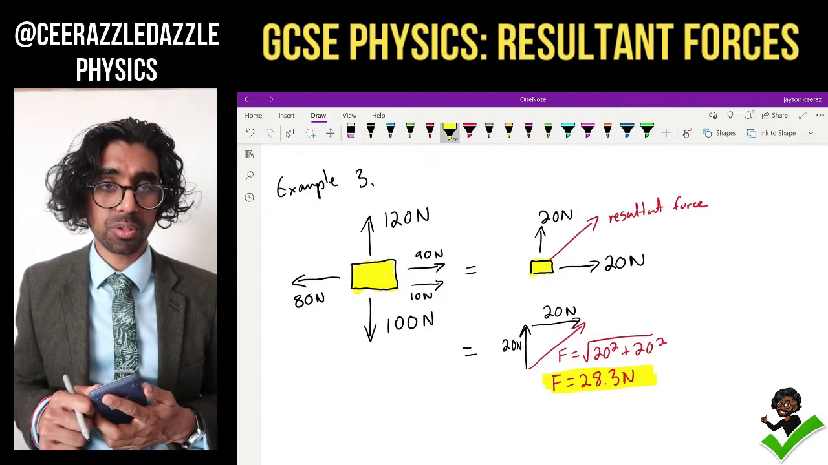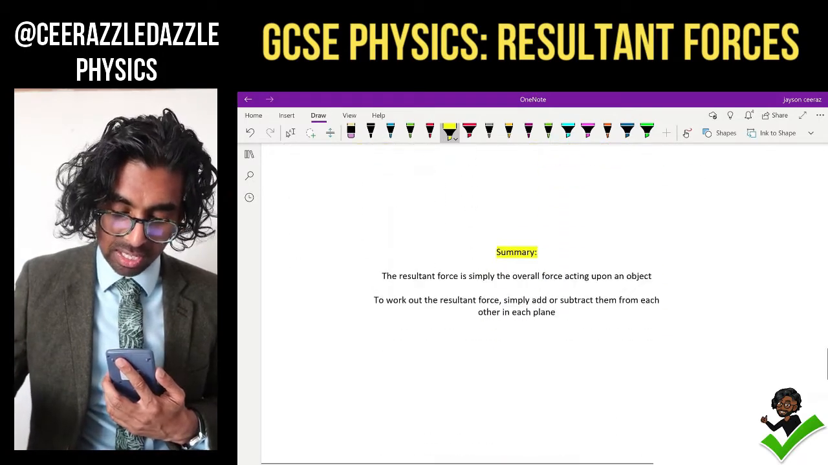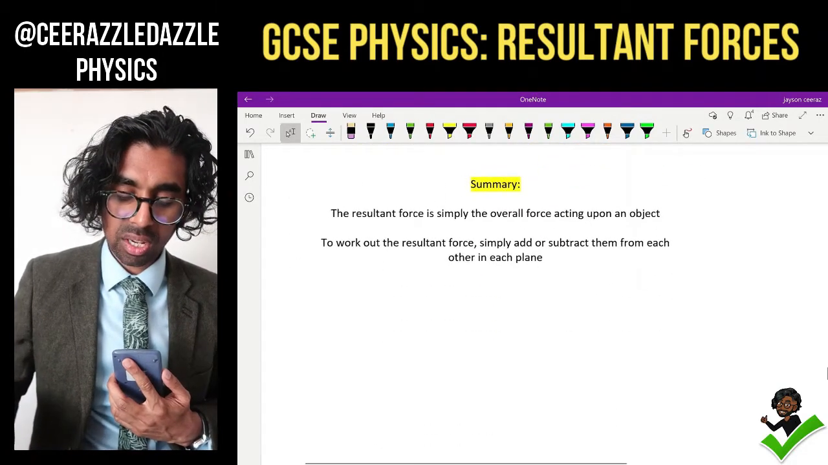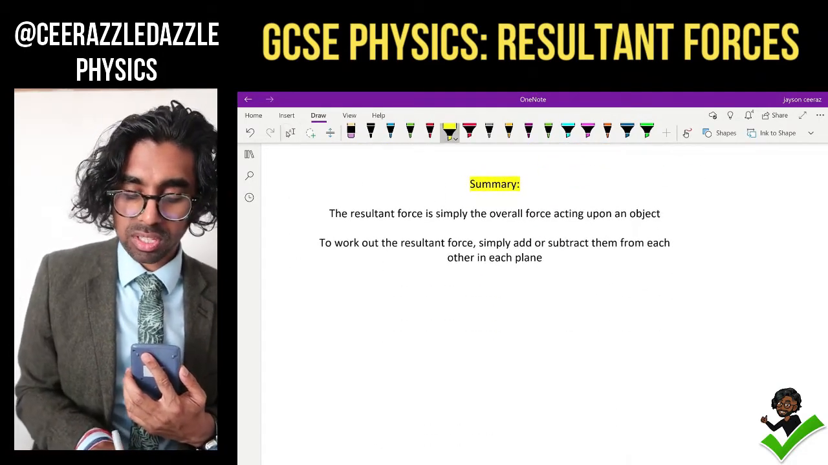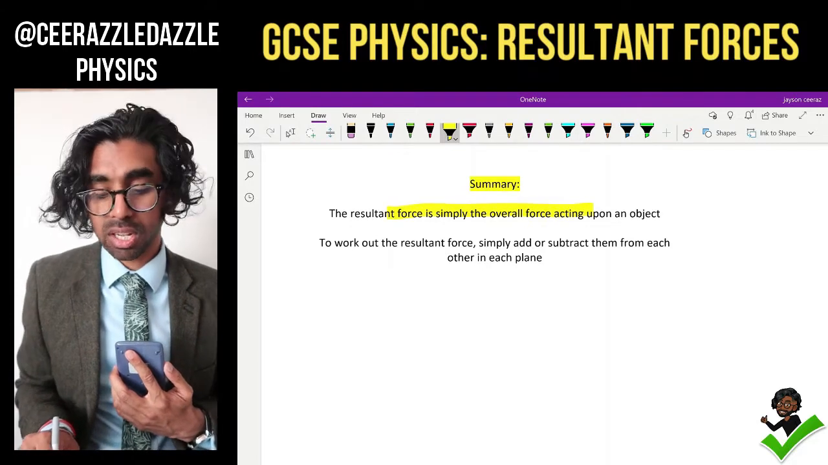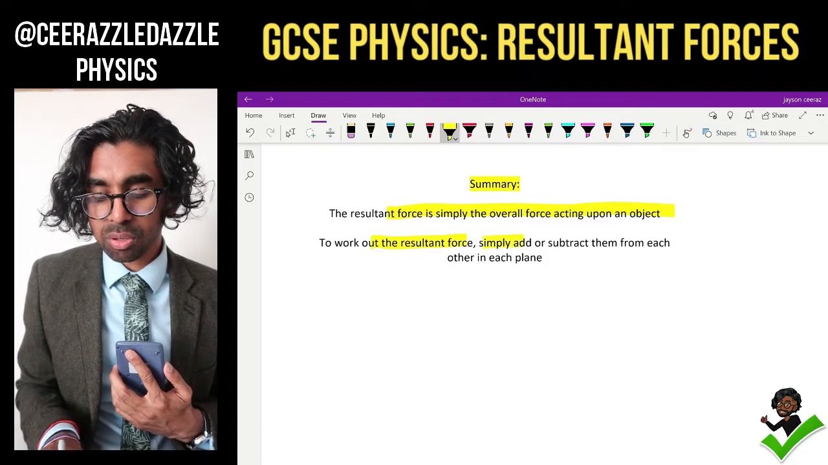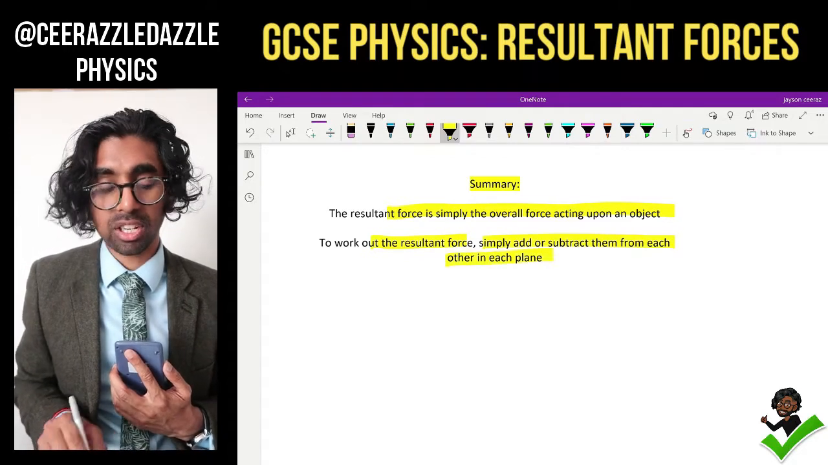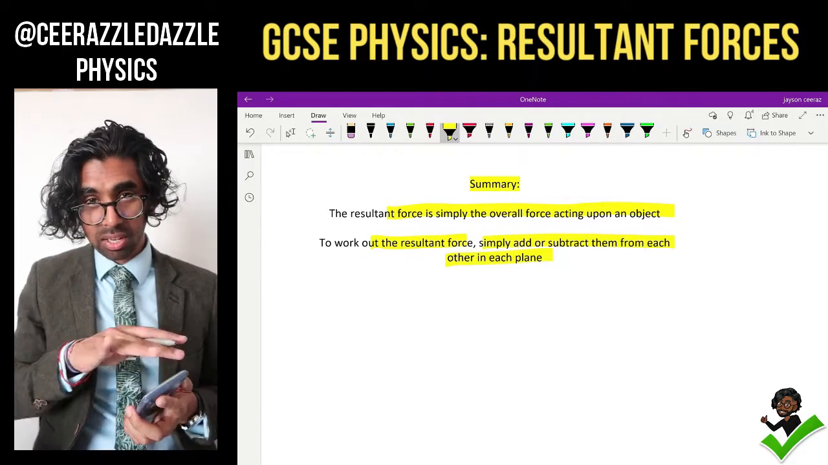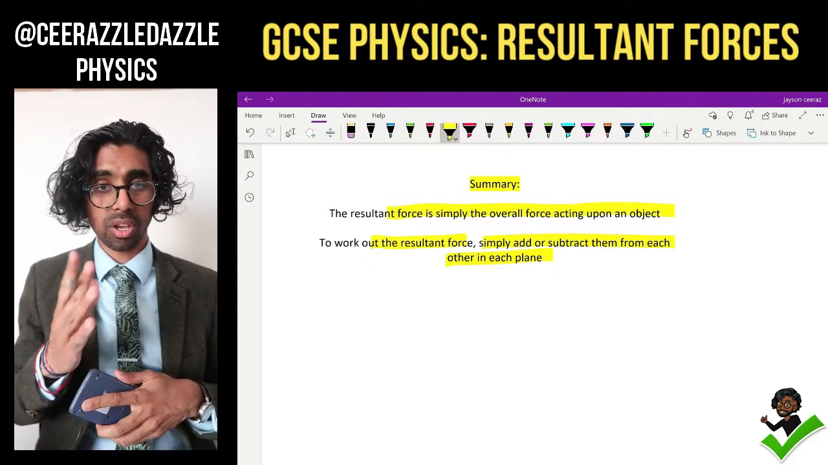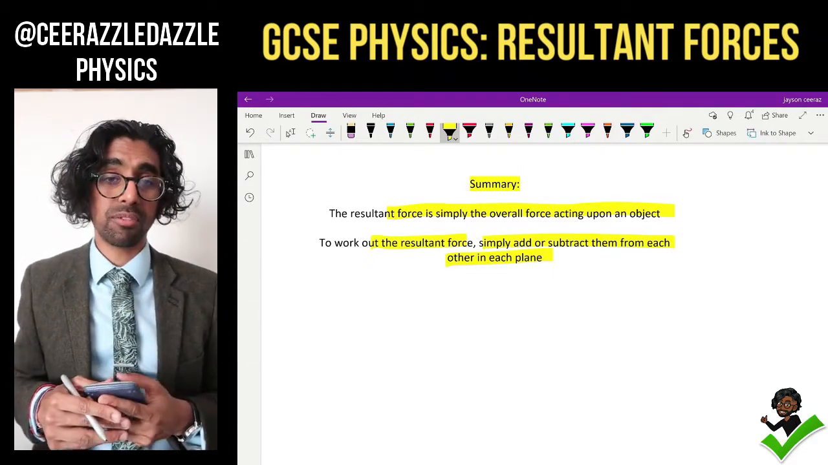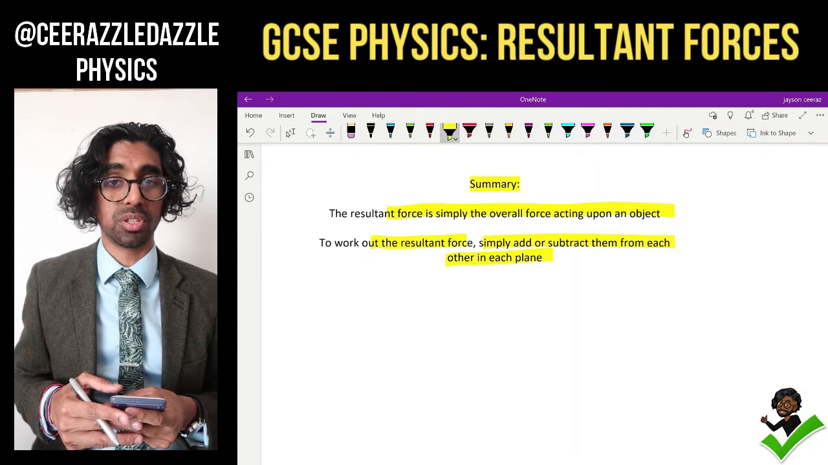And that's it for resultant forces. Let's scroll down. Let's have a look at our summary. The resultant force is simply the overall force acting upon an object. To work out the resultant force, you simply add or subtract them from each other in each plane. So you look at the x plane, and you look at the y plane, you find the overall, and then you may have to use Pythagoras to work out the resultant force as well.